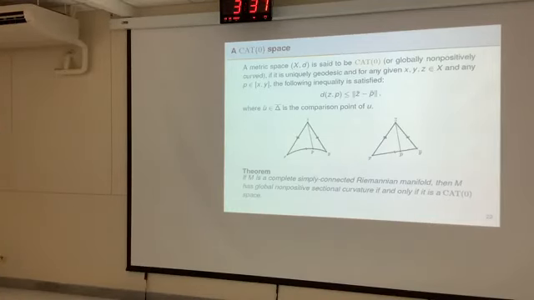So this is the result by Viktor Toponikov, where Alexandrov himself took advantage of and turns this condition into a theorem, a definition for a CAT(0) space. But still, we have this space, but the structure is not the same as a manifold, because you lack calculus, you lack local linearity.